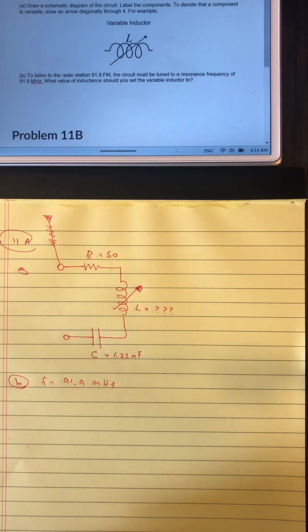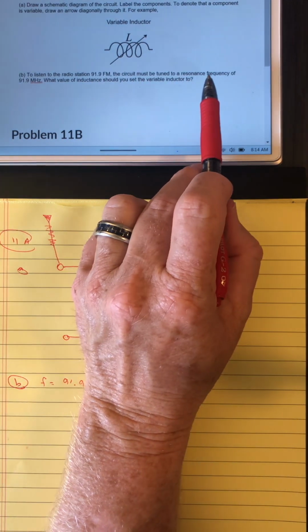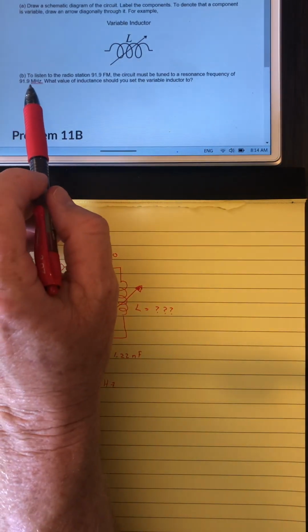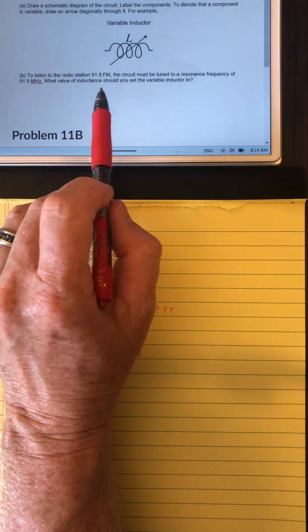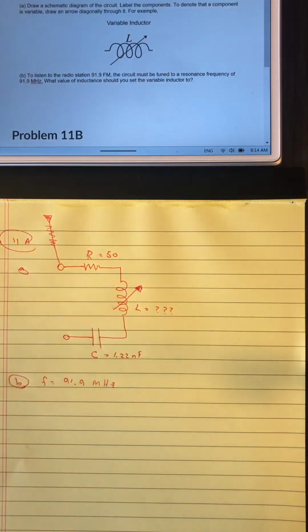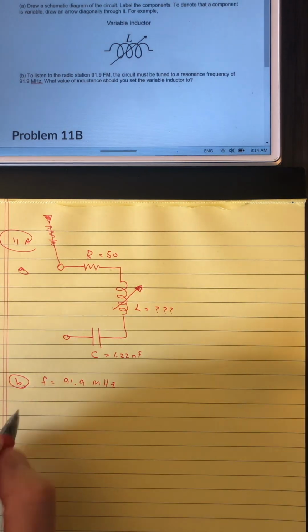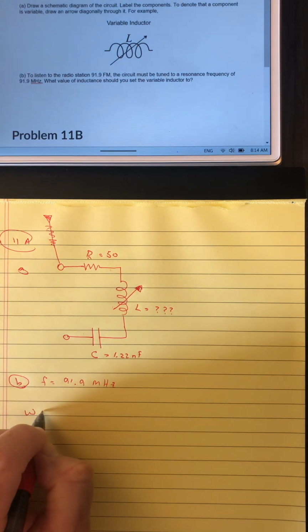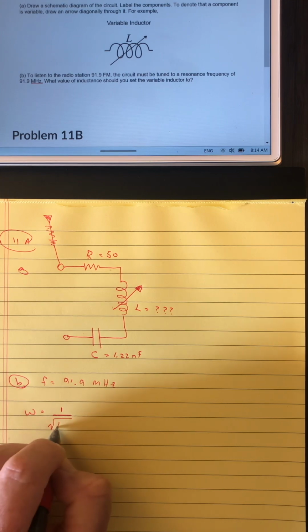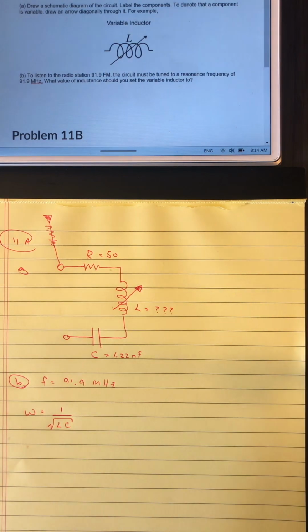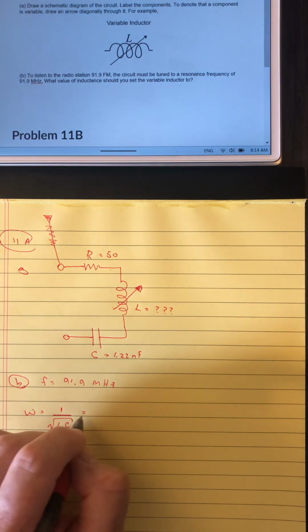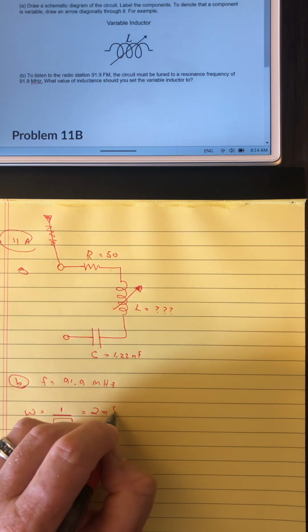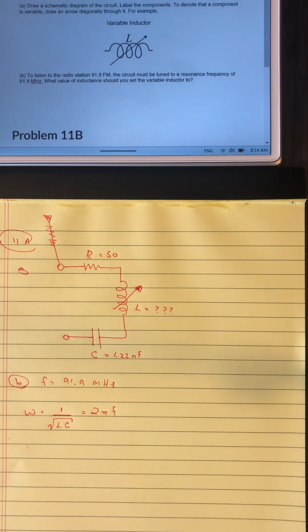Okay, and that's what it says here. The circuit is to be tuned for a resonant frequency of 91.92. What value of the inductance should be set? Well, hopefully you remembered our discussion that the magical frequency, the resonant frequency, and this would be the angular frequency, so it equals 2 pi f. That's another little tricky part here. But this is the magical frequency.